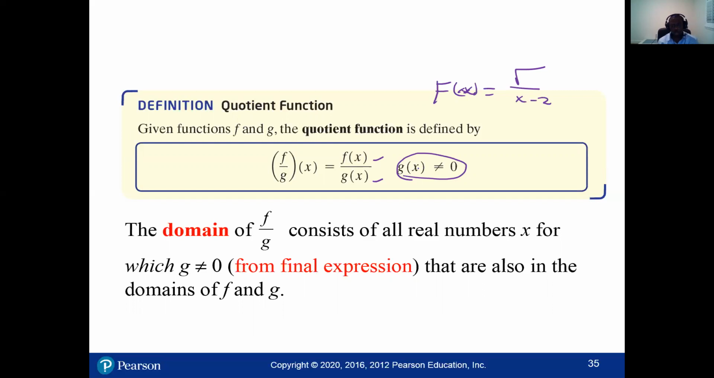So what we're going to do is take an example and do each of these. Now, what's the domain of this expression? The domain consists of all real numbers for which g of x is not equal to 0. This is from the final expression after you have simplified, that are also in both g and f. So take note of that. What we have here is based on the final expression. So we'll take an example and I'll show you how.